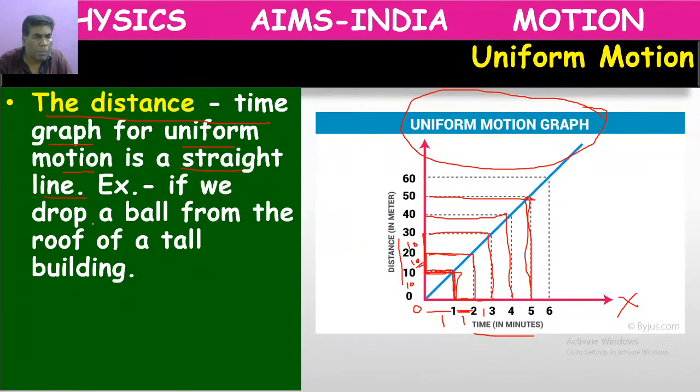If we drop a ball from the roof of a tall building, then also it will show uniform motion. That we will learn next regarding acceleration due to gravity. At that time, we will learn about that topic. Okay. Any doubt regarding this uniform motion?